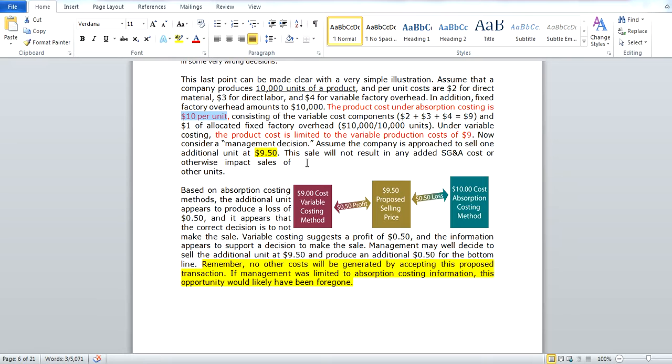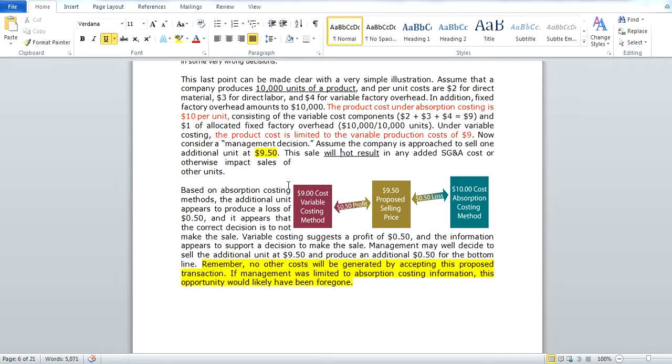And so now let's consider a situation where this becomes a conflict. Okay, assume that the company is approached to sell one additional unit at $9.50. This sale will not result in any added SG&A, which is key in being able to come to the right conclusion. Okay, so your expenses will not go up as a result of selling this one extra unit, and it will not impact sales of any other units. So you won't lose sales by attaining this one sale. Okay, two critical pieces of information.